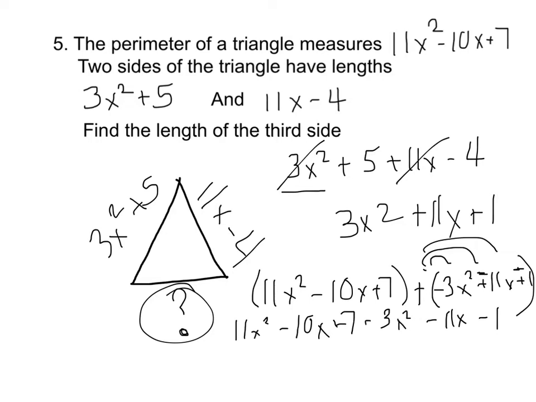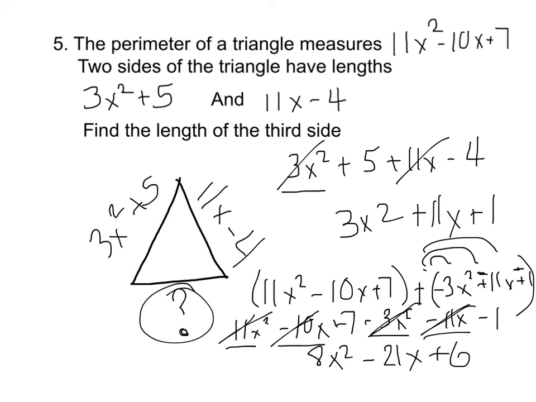So we'll start with our x squared term. I have 11x squared and a minus 3x squared. So 11 minus 3, I'm going to have 8x squared. I'm going to cross those out so I know I already did those ones. And then we're going to do our x term. So I have minus 10x and minus 11x. So negative 10 plus negative 11 is minus 21x. I'm going to cross those out so I know I'm done with them. And then I have 7, and then minus 1 will give us plus 6. And that is the value of our third side. So that's our question mark on our little triangle there.